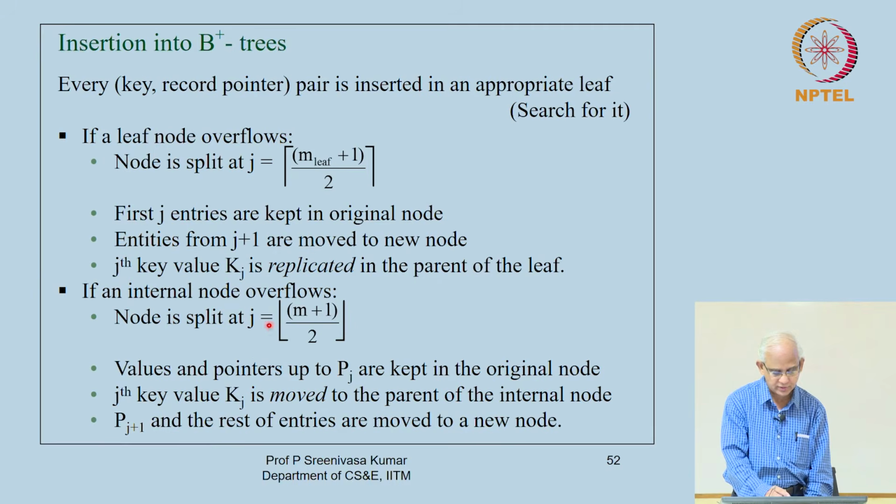The node is split at (m+1)/2 floor in this case, and the values and pointers up to that particular Pj are kept in the original node. You can see that in this case the key Kj has to be moved, not replicated, to the parent of the internal node. Okay, so I will illustrate this with examples now. We may come back to this slide if necessary.